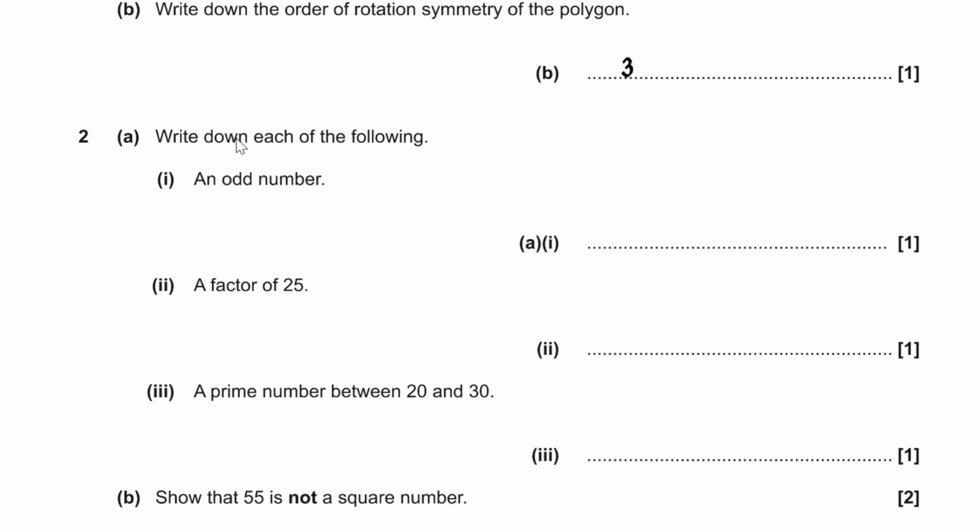For question 2, part A, we have to write down each of the following. For the first part, we want an odd number. Well, we can choose any odd number. For example, we can have 5. Of course, here 5 is an odd number. The second part, we have a factor of 25. Well, we can either choose anything from 1, 5 or 25. You'd find here these are the factors of 25. So we can choose either of these. We could, of course, have the 25.